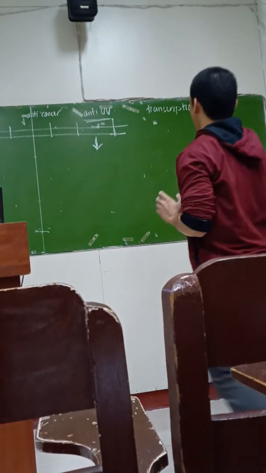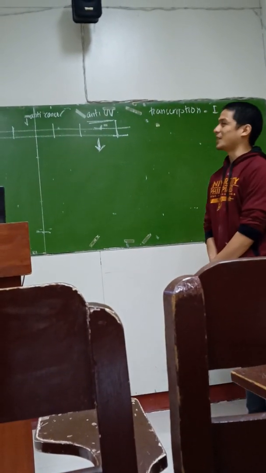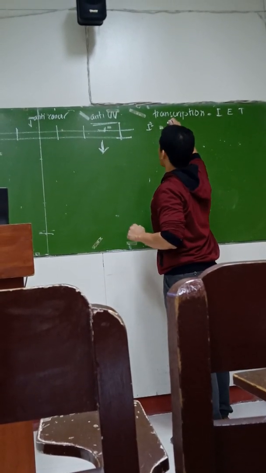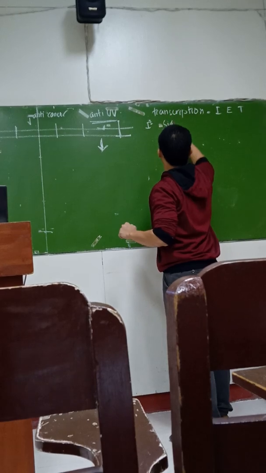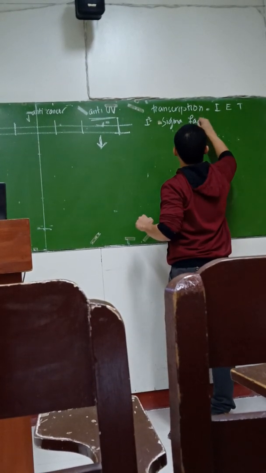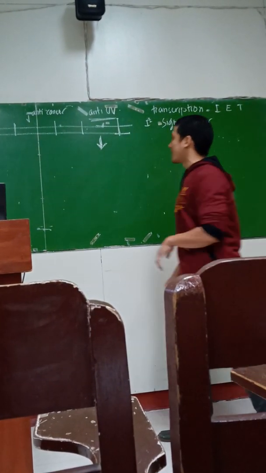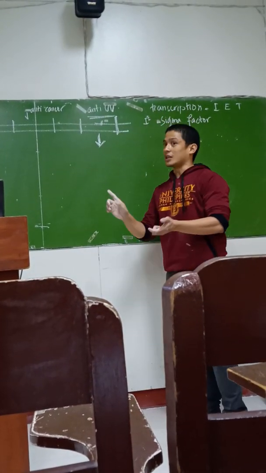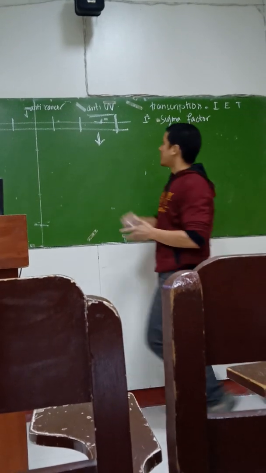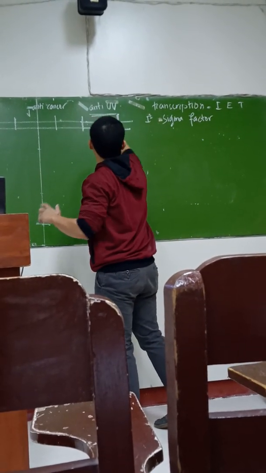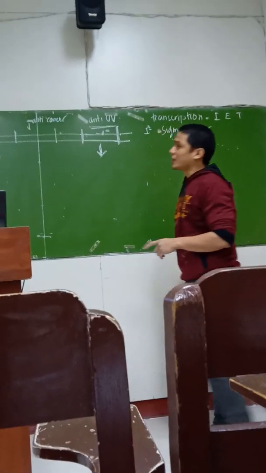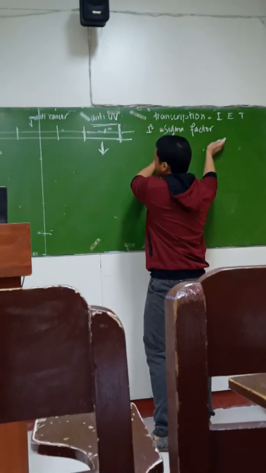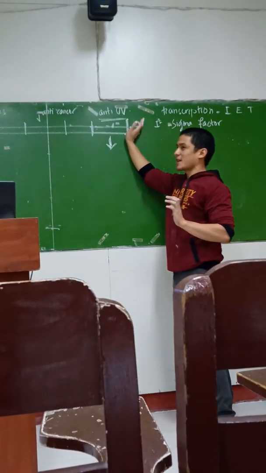Okay, so ano nangyayari dito? During the process of initiation, we will be using the sigma factor. What happens here is that your sigma factor will try to take a look at the gene which it needs to express. It appears that for that specific moment in time, we will be needing the gene for anti-UV. So, search ito ng sigma factor. Okay, andito yung gene for anti-UV.